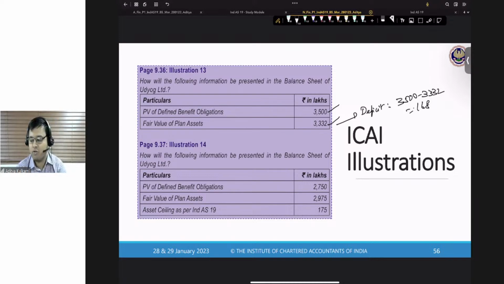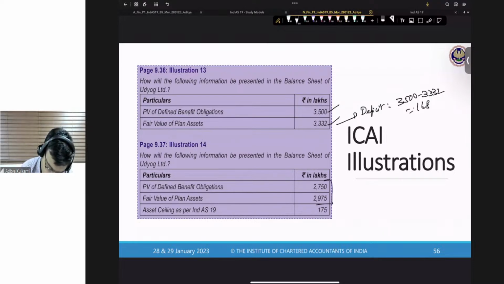This you are going to show under long-term provisions. This is your net defined benefit obligation, or net defined benefit liability. Okay. Coming to the next one.